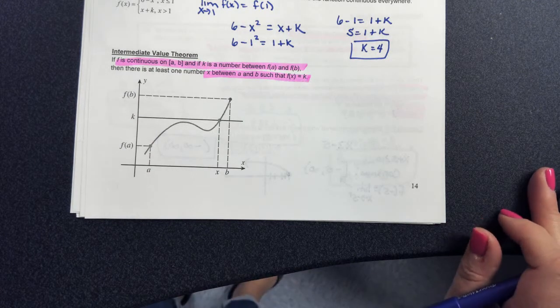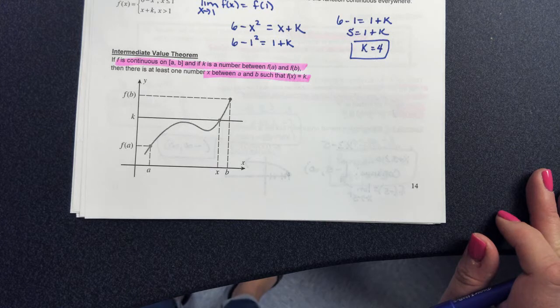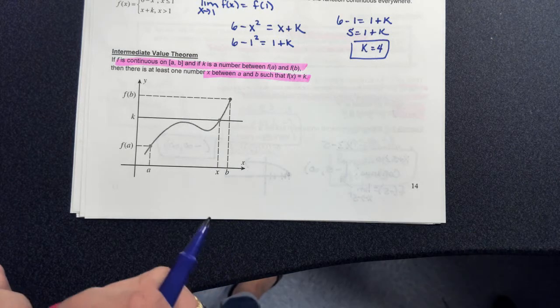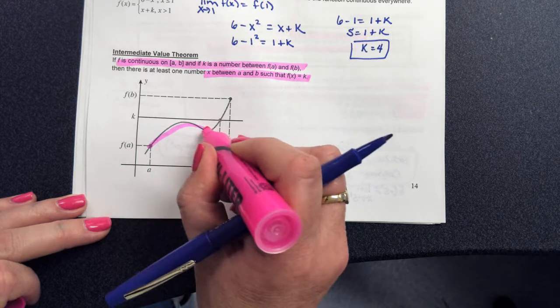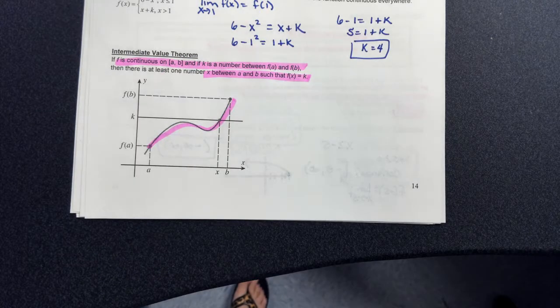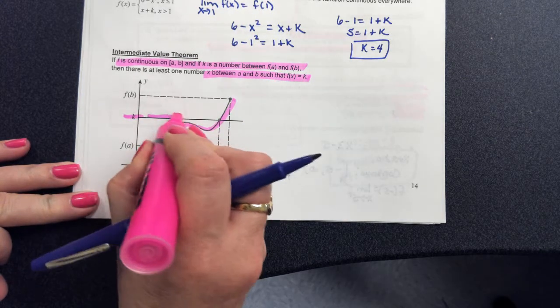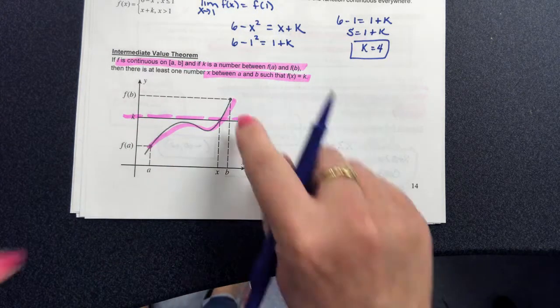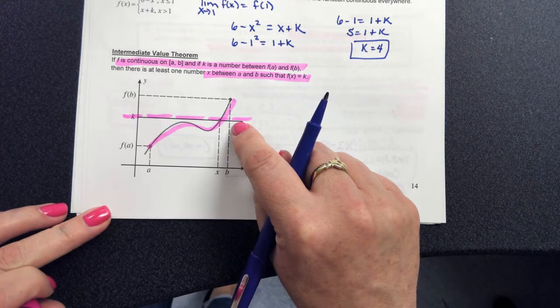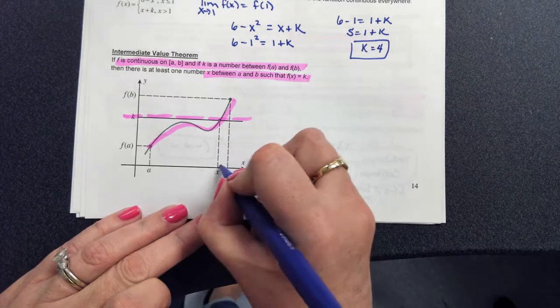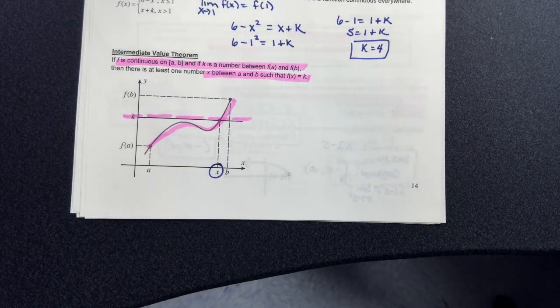So let me put a picture of what they're saying. They tell you we're continuous on an interval from A to B. So there has to be a continuous function from A to B. And K is some y value that's occurring between f of A and f of B. Then what they're saying is there has to exist an x value such that f of x is equal to k.